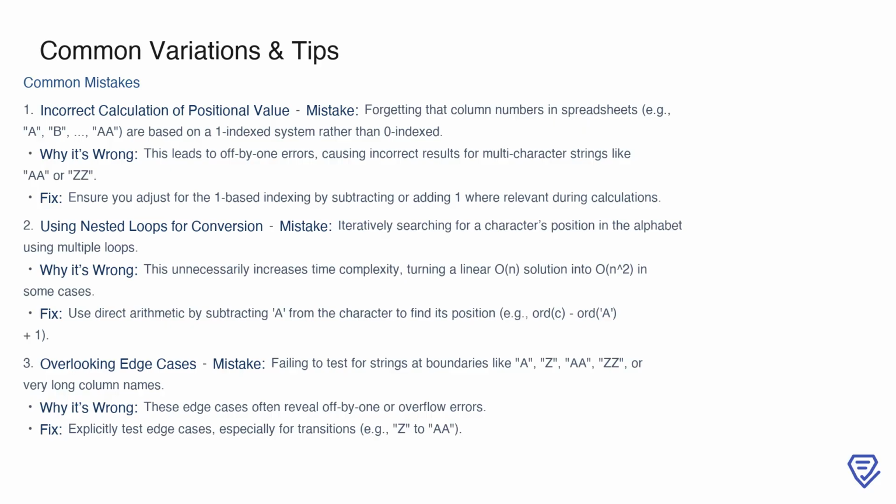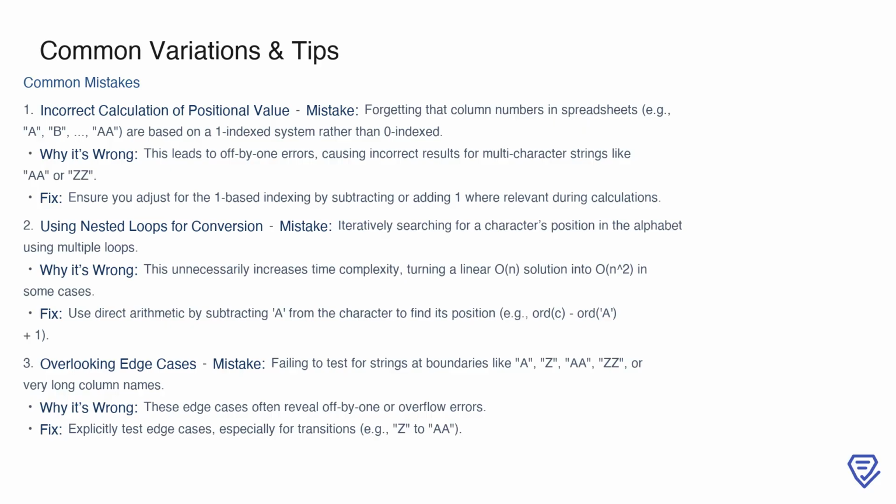Another mistake is using nested loops to convert characters to numerical values. While this might seem like a simple approach, it's inefficient. Each iteration adds unnecessary complexity, turning what should be an O(n) solution into O(n squared). Instead, use direct arithmetic: subtract the ASCII value of 'A' from the character and add 1 to get its position.